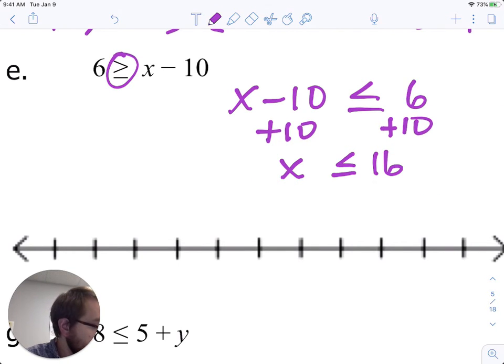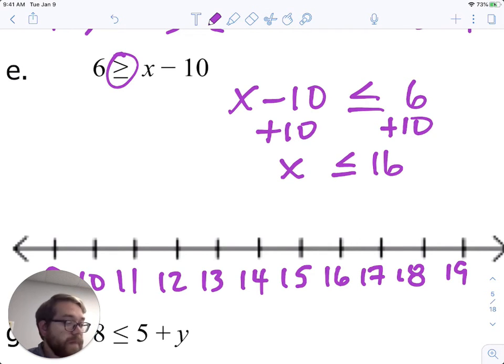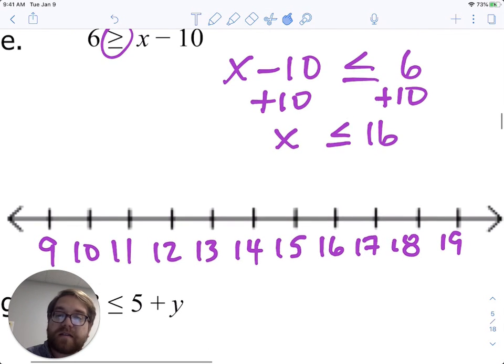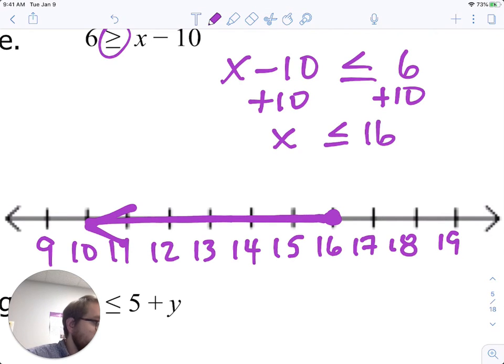I can graph that. 16, 17, 18, 19. Remember, I can put the numbers anywhere I want to. I just want to make sure that I've got 16 on there, and then some numbers that are bigger and some numbers that are smaller. And if I'm going to have a closed circle, it's 16 because it's less than or equal to. And then it's x is less than or equal to, so I'm talking about all the numbers that are smaller. All the numbers that are smaller than 16 because it says x is less than or equal to. So that's the solution. That's how we graph that inequality.